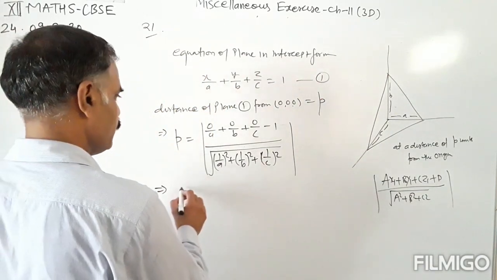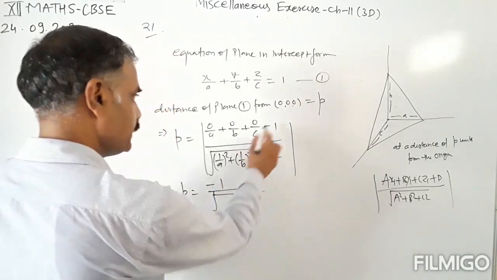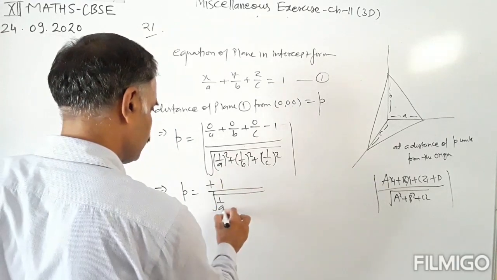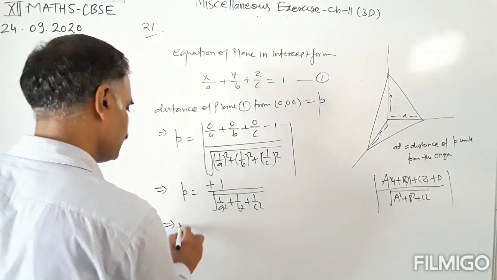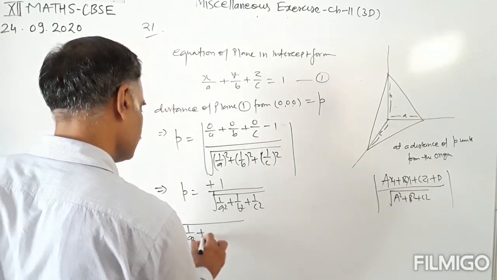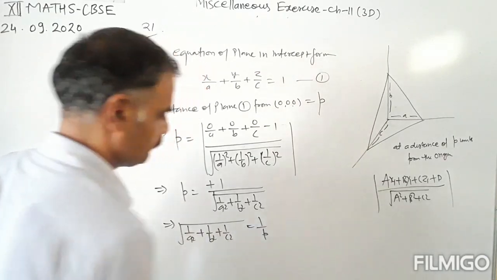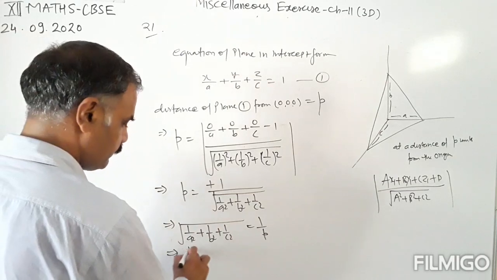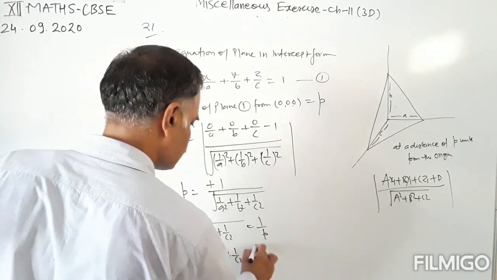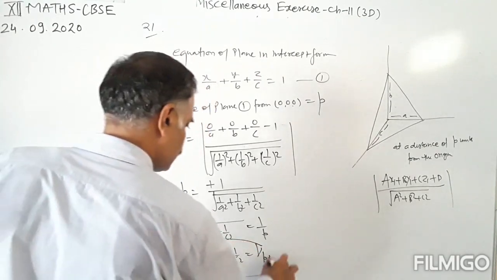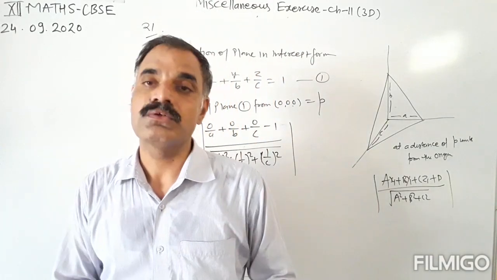So P is equal to minus or plus 1 upon the square root of 1 upon A square plus 1 upon B square plus 1 upon C square, or this can be written as the square root of 1 upon A square plus 1 upon B square plus 1 upon C square equals 1 upon P. Now squaring, we will have 1 upon A square plus 1 upon B square plus 1 upon C square equals 1 upon P square. This is the condition that we want to prove.